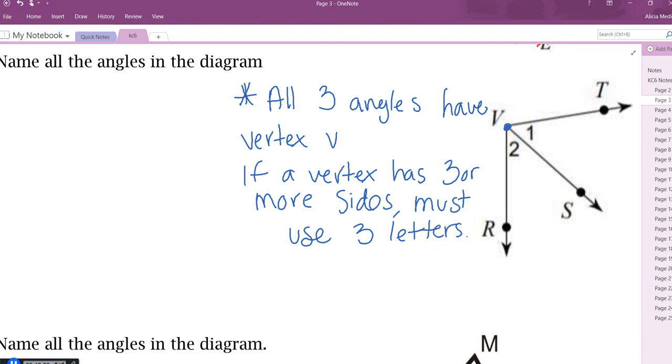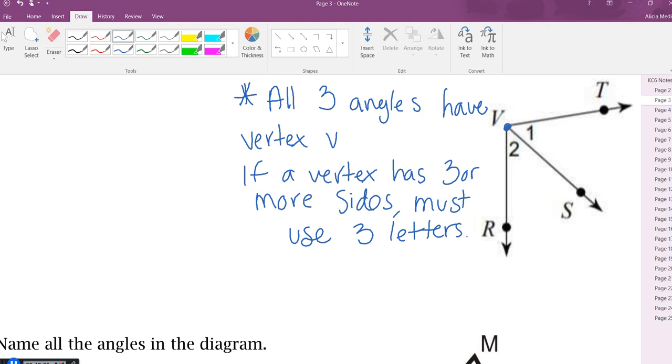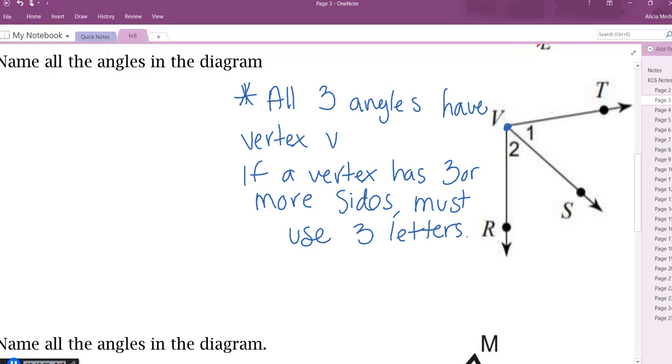All right, so what I mean by that is you have to use all 3 letters. So one of the angles is going to be the most obvious, right? It's going to be the big one. And I'm going to say from T, we can go to V, and then from V to R, right? It's that big angle. So I'm going to write angle T, V, R.